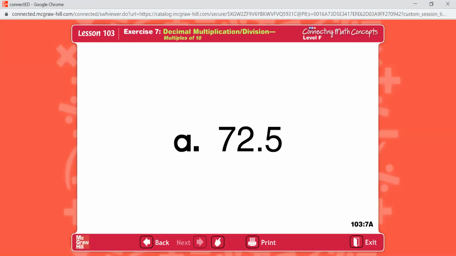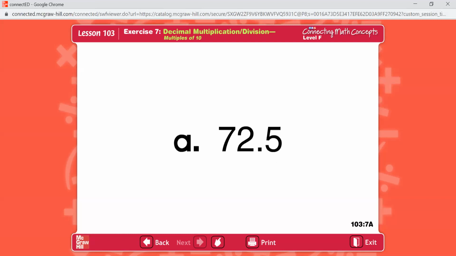Problem B. 115 and 8/10 divided by 10. You'll move the decimal place 1 spot to the left. Problem C. 7 and 25 thousandths times 1,000. You'll move the decimal point 3 places to the right. D, 52 and 18 hundredths multiplied by 10. You'll move the decimal point 1 place to the right.